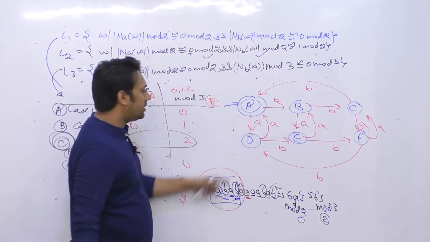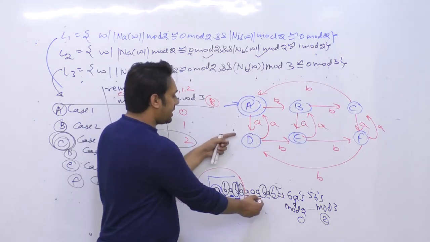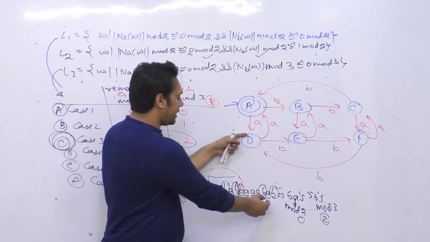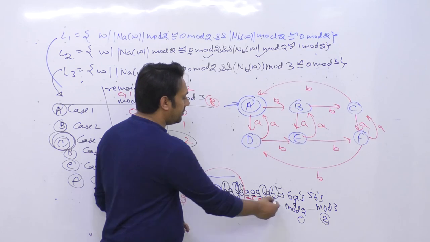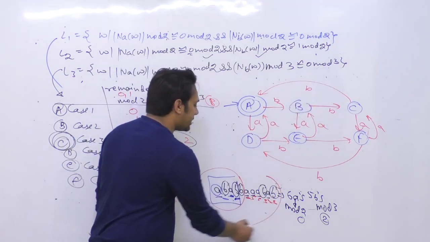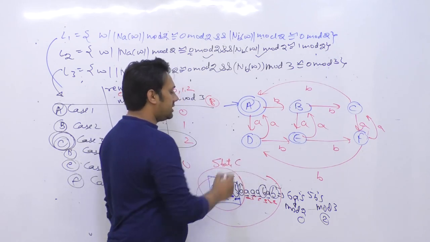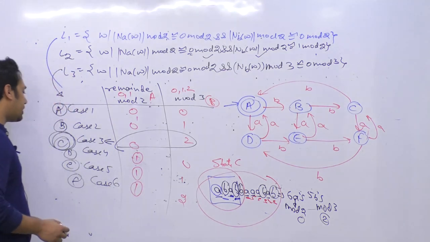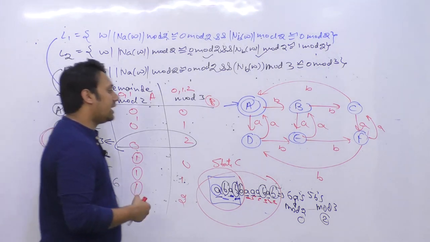Again, I've got A, so A से D पर गए, फिर से A आया, D से A पर गए, फिर से A आया, A से D पर गए, फिर B आया, so D से E पर गए, फिर A आया, E से B पर गए, और फिर B आया, B से C पर गए. That means, after reading this entire string, I'm ending up at state C. हम state C पर end हो रहे हैं. So if you check, I've already told you that after reading this entire string, I should always end up at the state C. इस पूरी string को read करने के बाद हम state C पर ही end करेंगे.